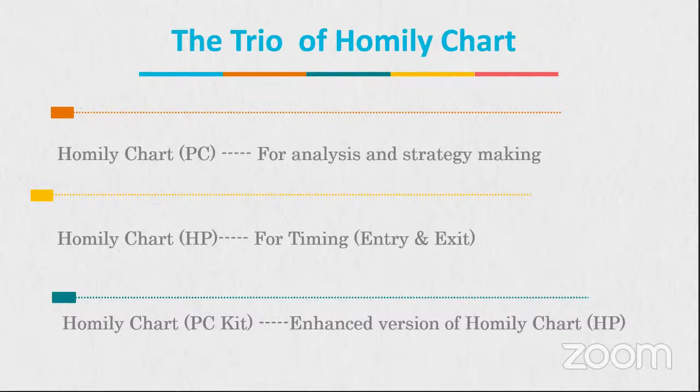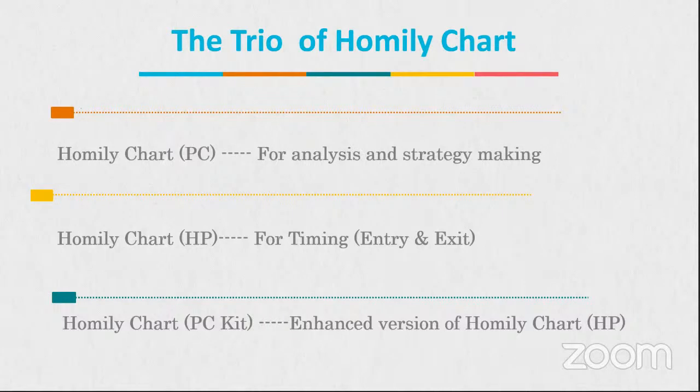So that's why in recent years, we have created a new software, which is also the PC version, but it is the real-time software. It's called Homilychart PC Kit. So PC Kit is the PC version real-time software. The advantage is it's real-time, and also it's the PC version, meaning you can check the real-time chart and at the same time do some analysis.